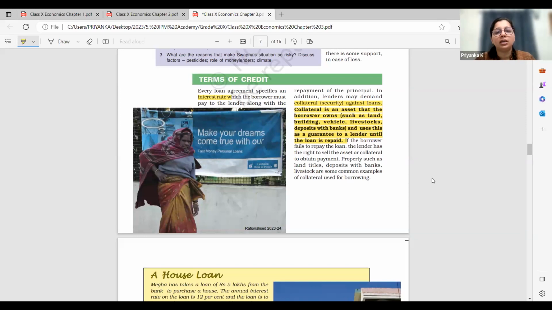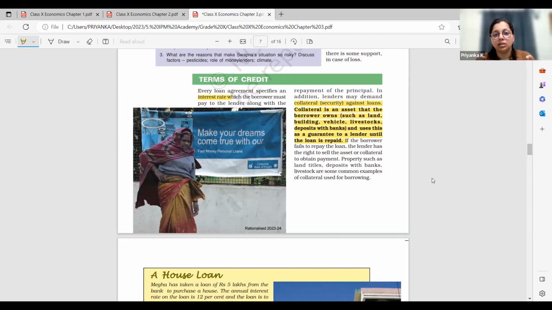So for every banking institution, or an institution which provides money on the basis of the regulations provided by RBI, there are certain terms of credit. One is that there is a specific interest rate which has to be paid by the borrower on the credit amount taken. Next, there needs to be a collateral security against these loans.